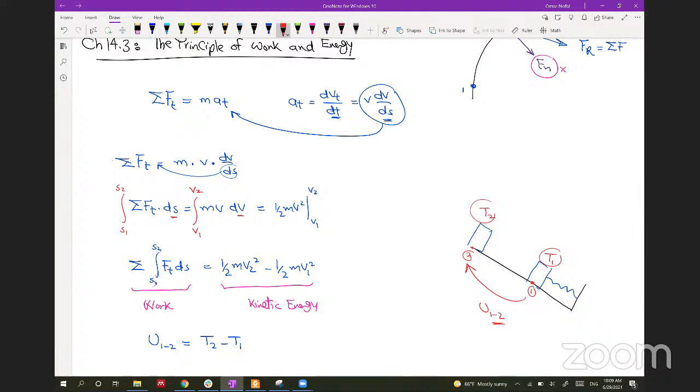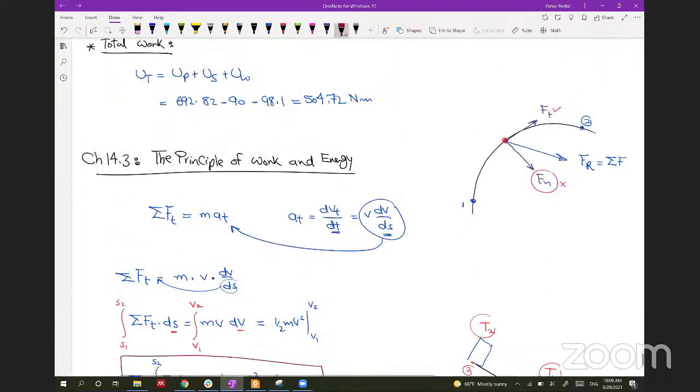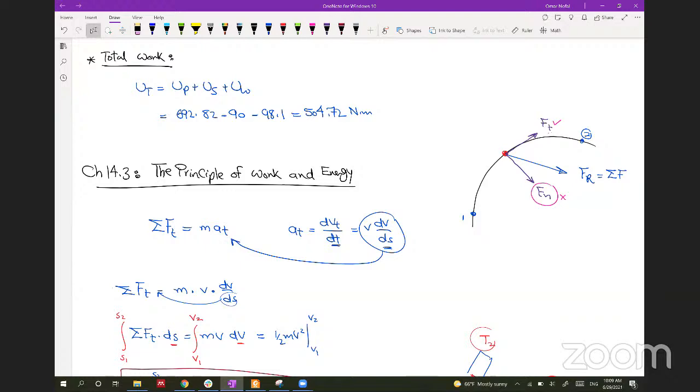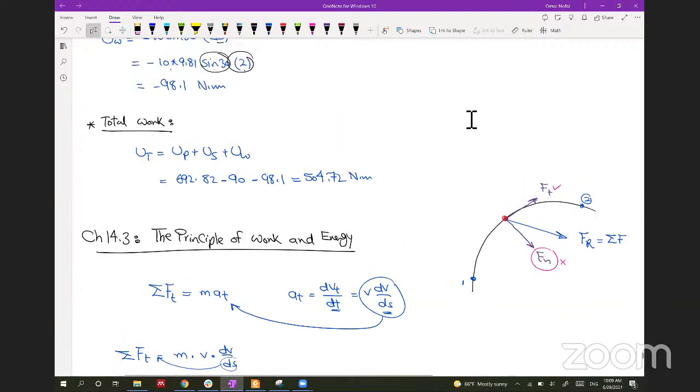So let's solve a problem, and see how we can apply this concept on real problems. I need you to memorize this equation, because we will use it. Does anybody have any question on this concept?